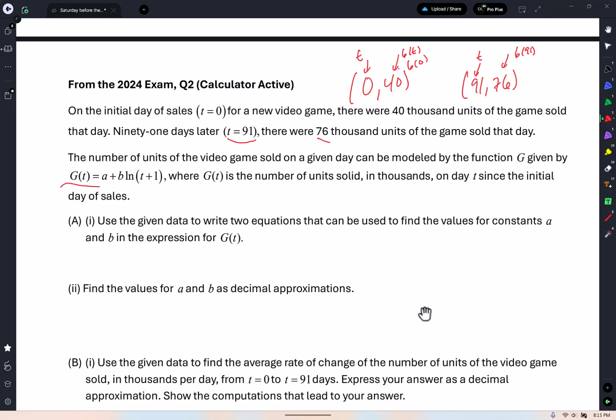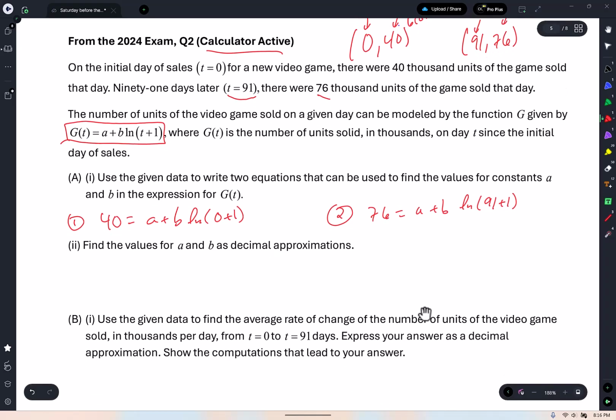Here's my equation. It's this one right here, and I'm just going to plug in equation number 1. The output 40 equals a plus b ln of 0 plus 1. In the second equation, remember guys, you still have a calculator. Your second equation is 76 equals a plus b ln of your t is 91, so 91 plus 1. And there it is, guys. Find the values for a and b as decimal approximations.